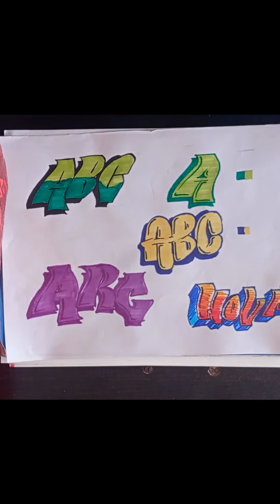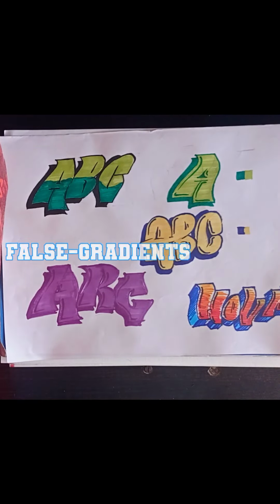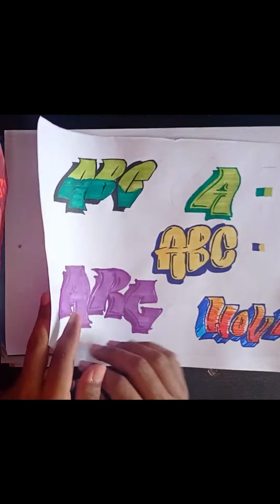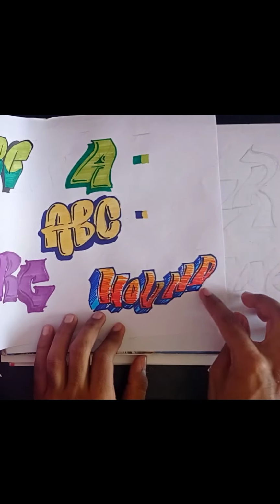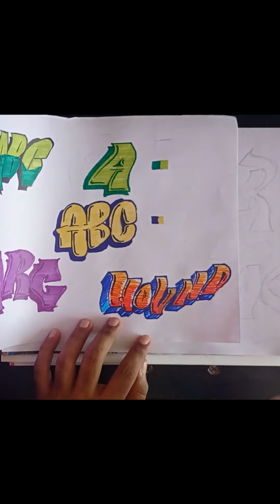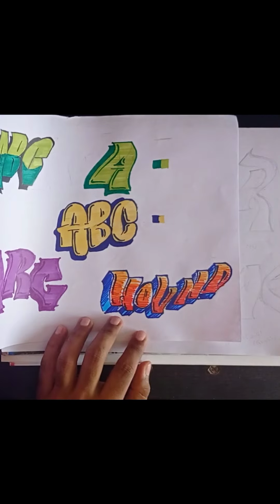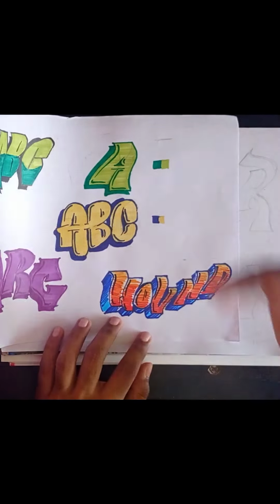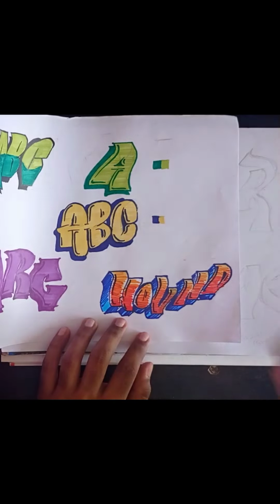There are also other techniques that we could use for gradients. You use your marker obviously, and then I'll just give an example quickly. Now in these sketches, we take the example of this sketch right here. It says wound, W-O-U-N-D. So what we can see here is obviously it's not a smooth gradient, it's not a smooth fade, but it's definitely quite similar to a fade.